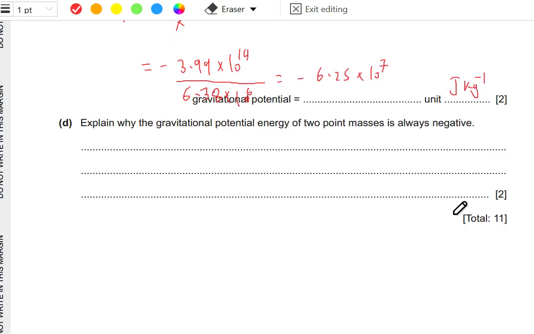Explain why the gravitational potential energy of two point masses is always negative. Phi at infinity is equal to 0 and Fg is always attractive.